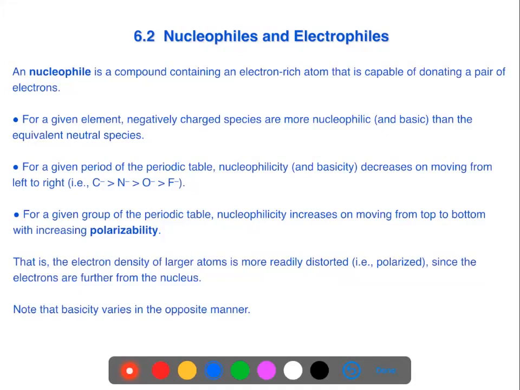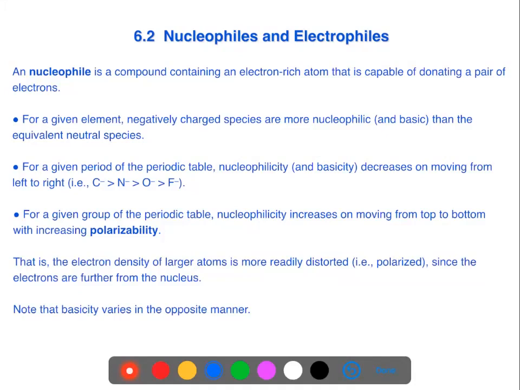Now, for a given period of the periodic table, or a row within the periodic table, the nucleophilicity and basicity is going to decrease on moving from left to right. As the electronegativity of an atomic center increases, its ability to donate electron density is going to go down.